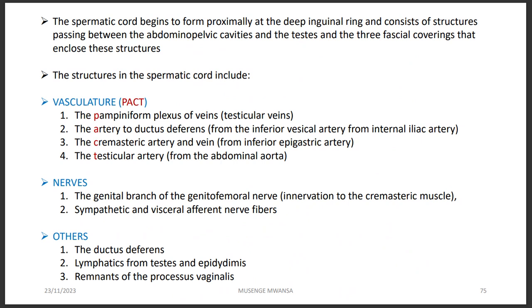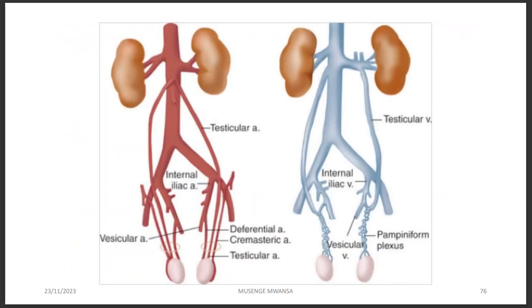Nerves which pass through the spermatic cord include the genital branch of the genitofemoral nerve and also some sympathetic and visceral nerves. Other structures which will pass through include the most important, which is the ductus deferens or the vas deferens, lymphatics of the testis and the epididymis, and also the remnant of the processus vaginalis. Remember we said the processus vaginalis in men, only the proximal part will be able to disappear, the distal part still remains. Okay, so this is what we are talking about.